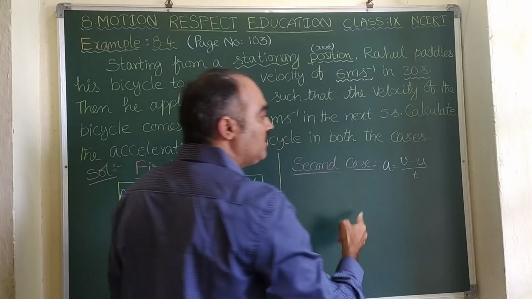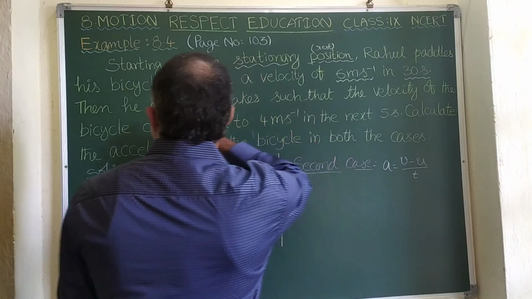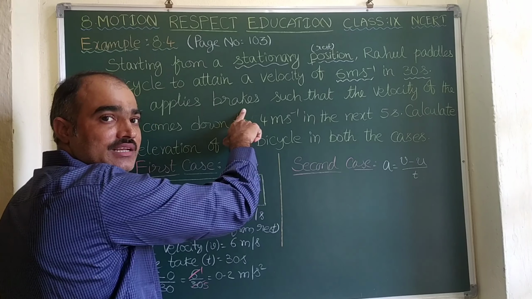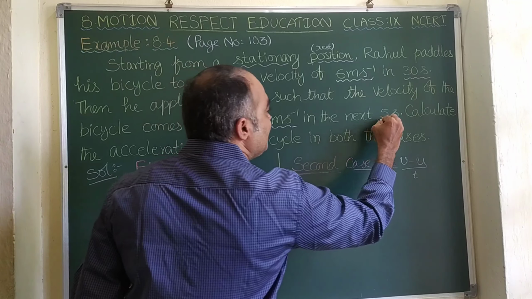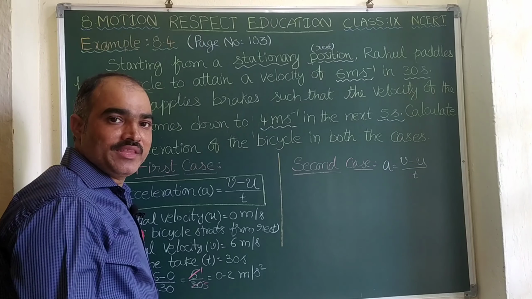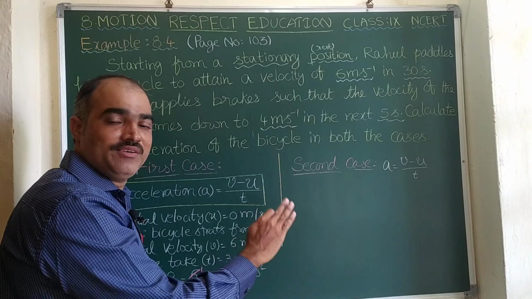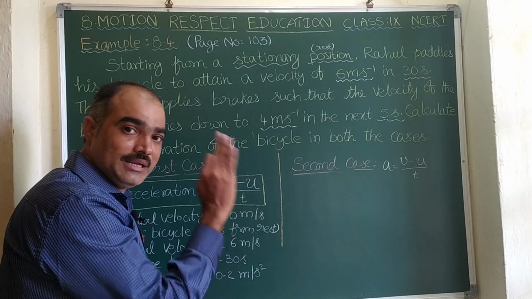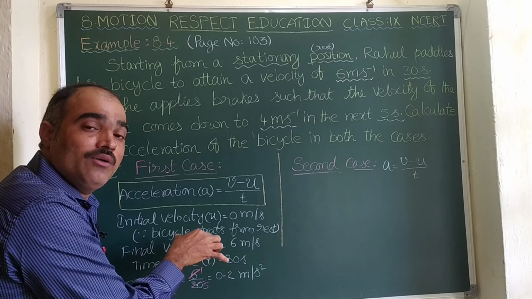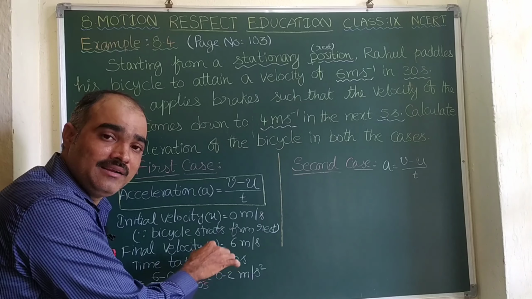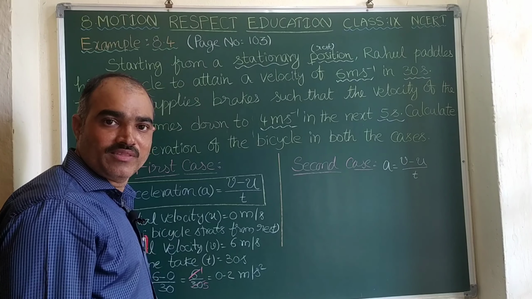Now here we have to find out the values of v, u and t from the given data. Here you see, then he applies brakes such that the velocity of the bicycle comes down to this velocity in this much time. Here you do understand, this 4 meter per second becomes initial velocity or final velocity. Keep concentration. By the completion of the first case, what velocity is attained, that velocity can be taken as initial velocity for the second case. Is it clear?